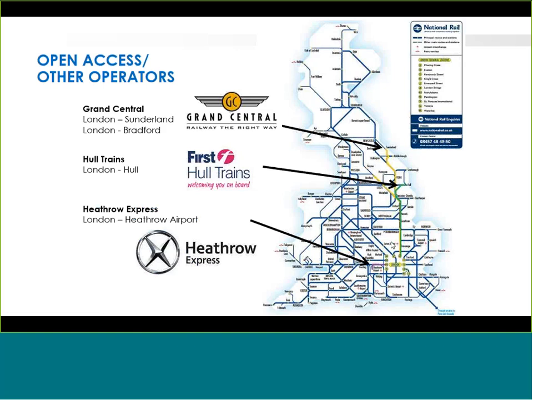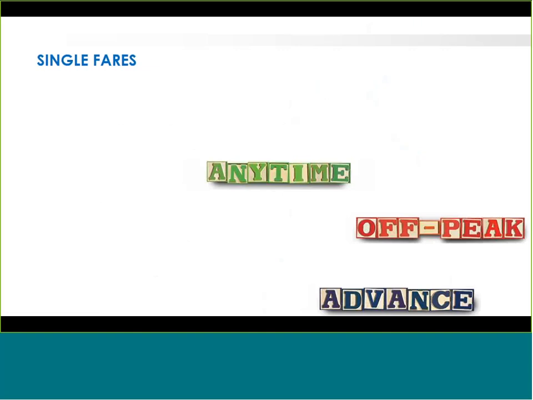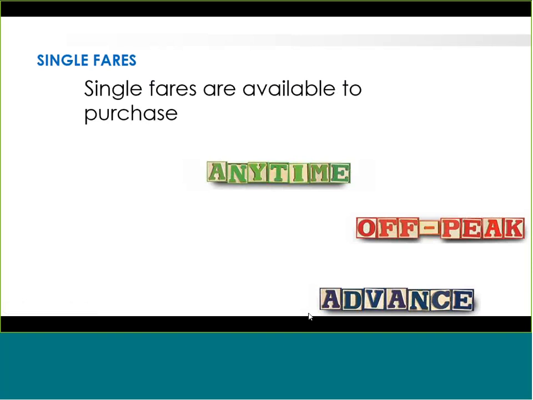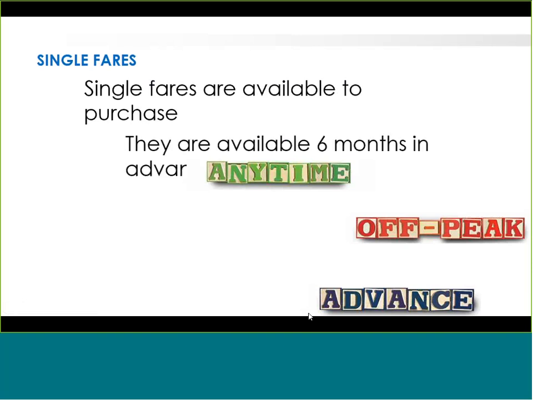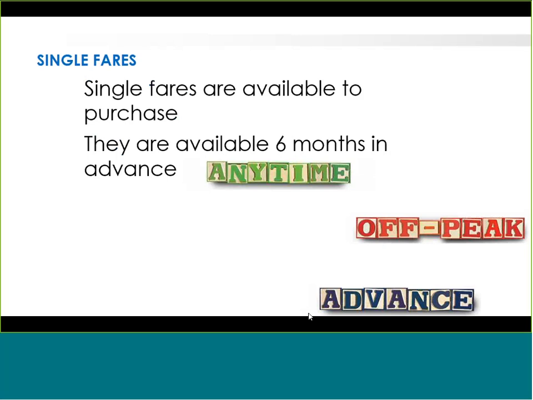So now we know very briefly the overview of what ATOC, or the Rail Delivery Group, comprises of. Let's take a look at some of the tickets that we can issue. So let's focus more on the point-to-point individual single fares that are available. For those of you who are experienced in booking most of these tickets, you may see some of these fares as being quite familiar. Anytime, off-peak, and advance. So what do these all mean? These single fares are available to purchase up to 6 months in advance.